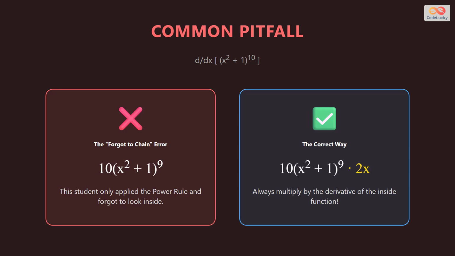Here is the biggest pitfall students face. They apply the power rule perfectly but forget the chain. If you differentiate (x squared plus 1) to the 10th power, and you just write 10 times (x squared plus 1) to the 9th, you are wrong. You must multiply by 2x, the derivative of the inside. Always check your work for this step.